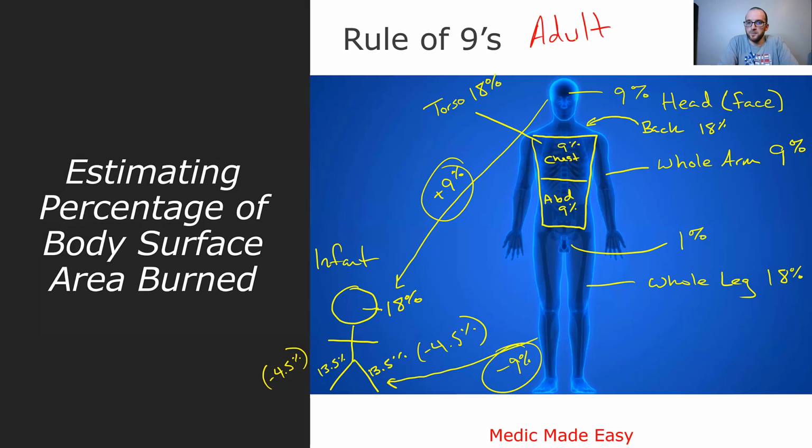All you got to remember going from adult to infant on the rule of 9's is double the head and take half of that off of each leg. And so the only numbers that change is 18% for the head, and it looks weird, but 13.5% for each leg. That's where we did. Each whole leg had 18%, minus the 4.5% gives us that 13.5%. So we're going to do that off of both legs. So we added 9 to the head, took 9 off the legs total. So 4.5 off each leg.